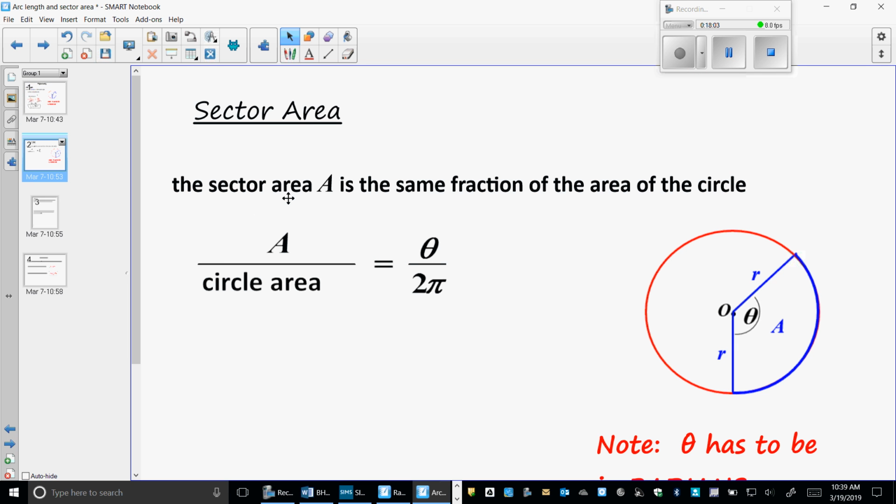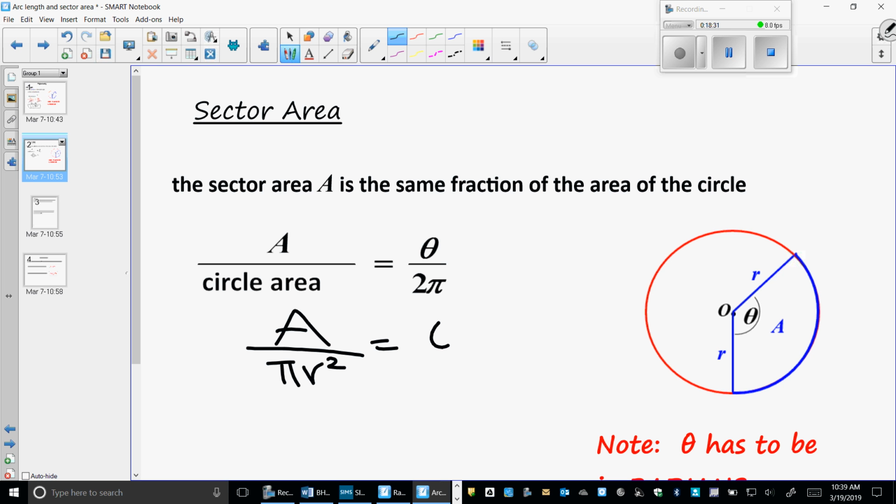Okay, sector area. Up until this point, you've been doing the angle measure out of 360 multiplied by the area of the circle. How do you find the area of the circle? Pi r squared. Excellent. So, same principle. The area divided by the circle area has to be theta over 2 pi. So we know that the area divided by pi r squared equals theta over 2 pi.